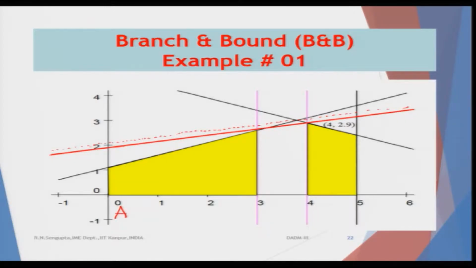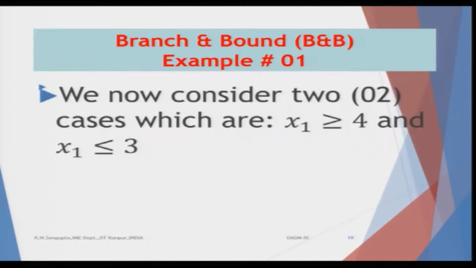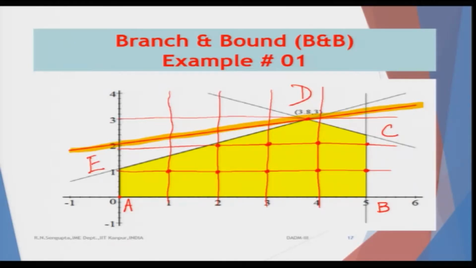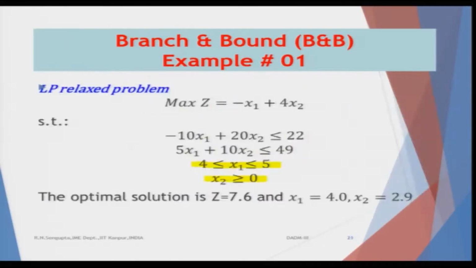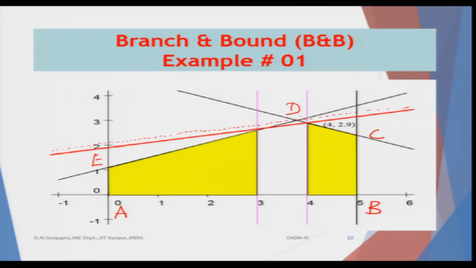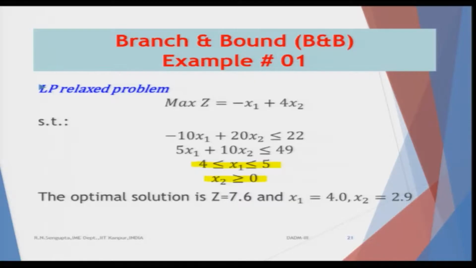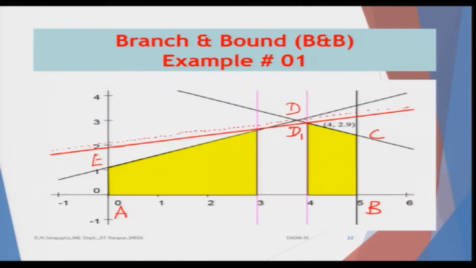You remember initially what was A, this was B, this was C, this was D, this was E. Let me check whether I have done it right. A, B, C, D, E, yes. But now D actually is not true. This is a new point which is D1, where we are trying to find out the optimum solution, which was already stated. So, the optimum solution is now Z is 7.6, x1 is 4, x2 is 2.9. So, this is the overall area.